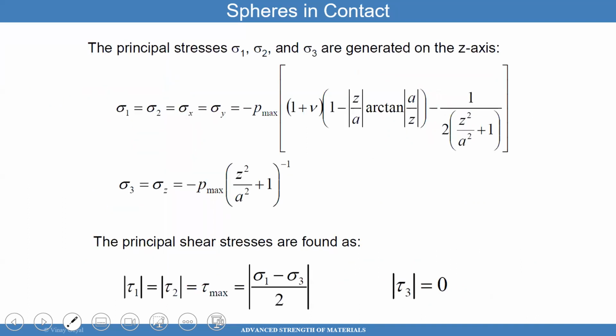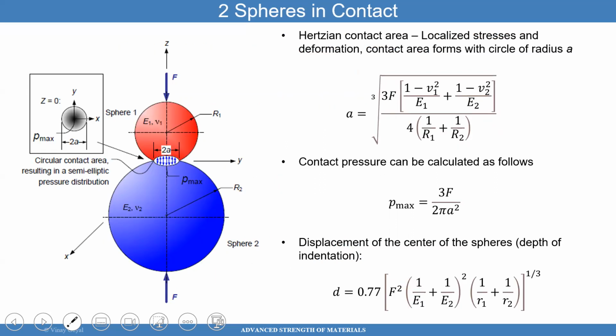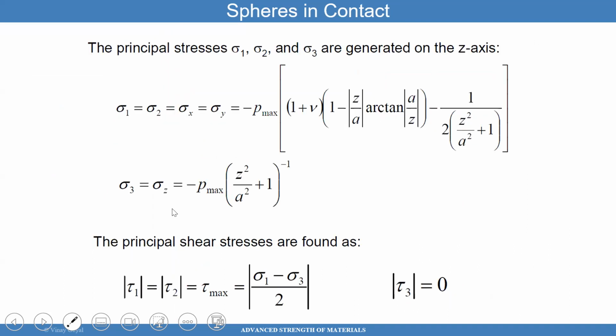If you want to calculate the principal stresses that are generated, the maximum stresses will be generated along the z-axis. You can see here that x and y are the plane where the spheres lie, while z is the axis of revolution. So the z-axis goes right through the contact area, and z is measured from there. Along z is where you get the maximum stresses, the principal stresses. You definitely want to make sure it doesn't exceed the yield of the material, so you can do that calculation if you want to.